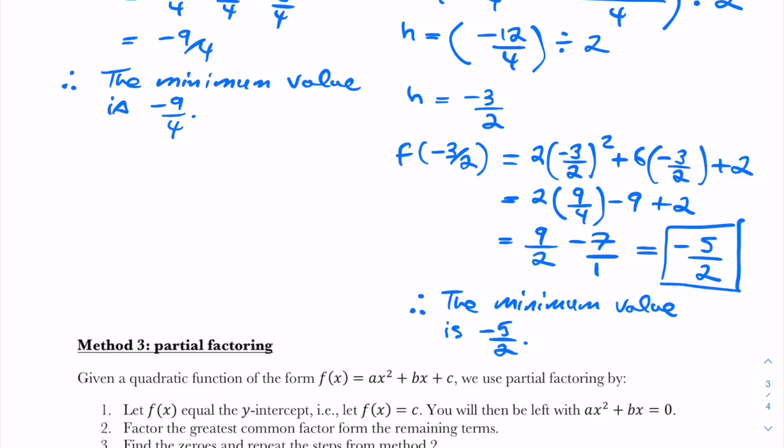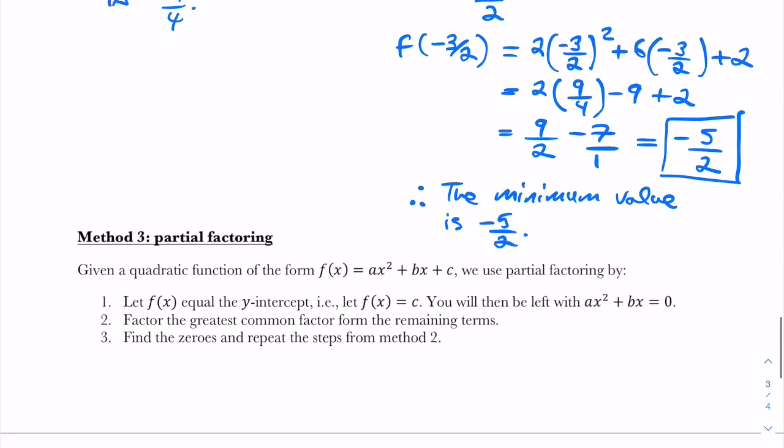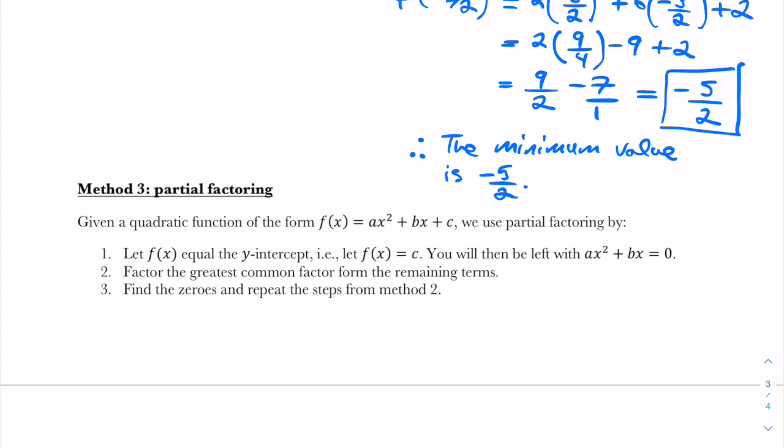Moving on to our last method called partial factoring. Now this method is brand new. You likely haven't seen it before. Here's how we use partial factoring to find the vertex, which, remember, tells you the maximum or the minimum value. Once again, we're given a quadratic function in standard form. The method of partial factoring involves the following.